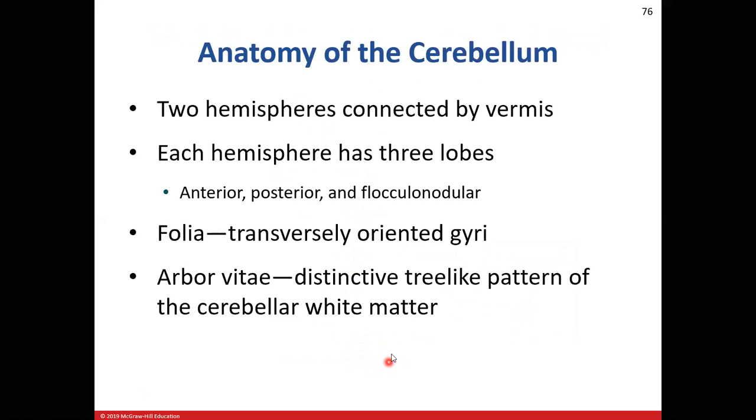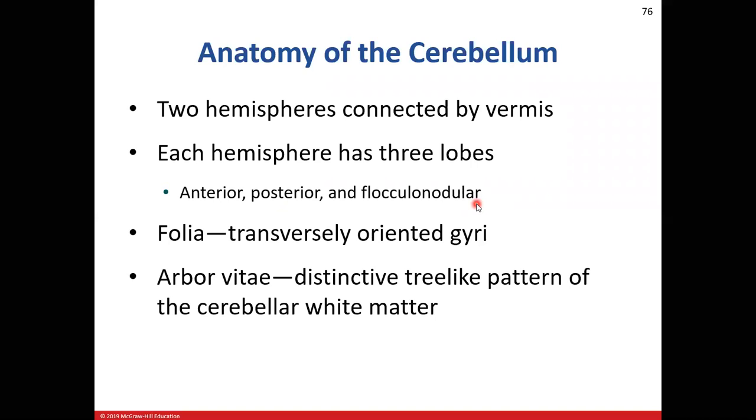So the last structure that we're going to talk about regarding the brain is the cerebellum. And so we look at the anatomy of the cerebellum, and it also is divided into two hemispheres. However, those hemispheres are connected by what we call a vermis. If we break up the hemispheres, just as we have lobes in the cerebrum, we also have lobes in the cerebellum. You'll notice those right here. We have the anterior lobe, the posterior lobe, and the flocculonodular lobe.